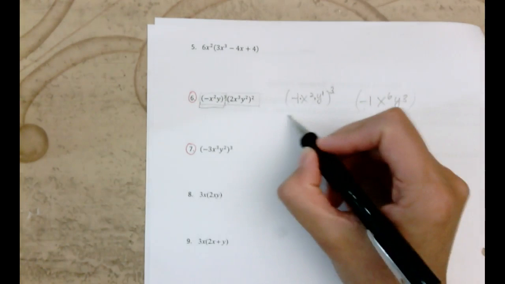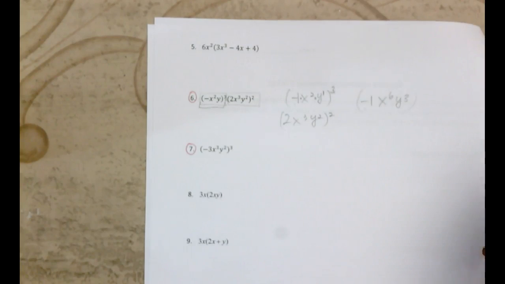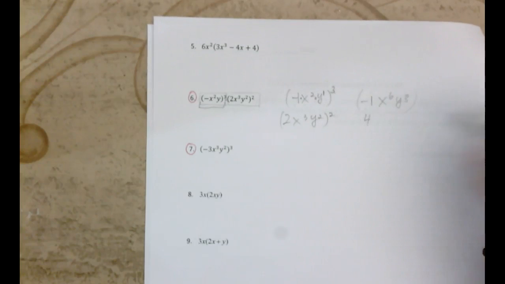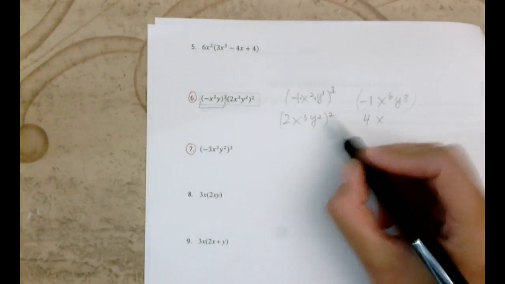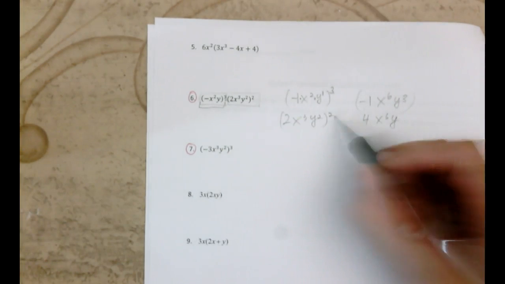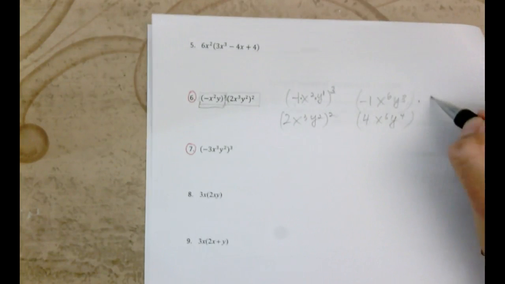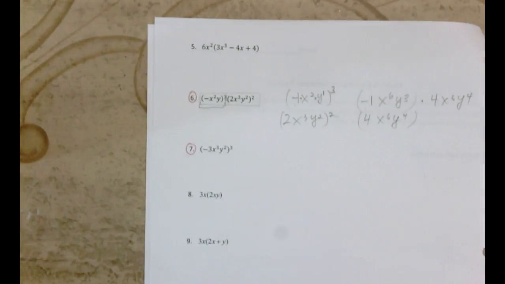The second term is 2x to the third, y to the second, all to the second. So 2 to the second is 4. X to the third to the second, you multiply, so that's 6. Y, 2 times 2 is 4. So that's the second term. Now you are multiplying these two terms.